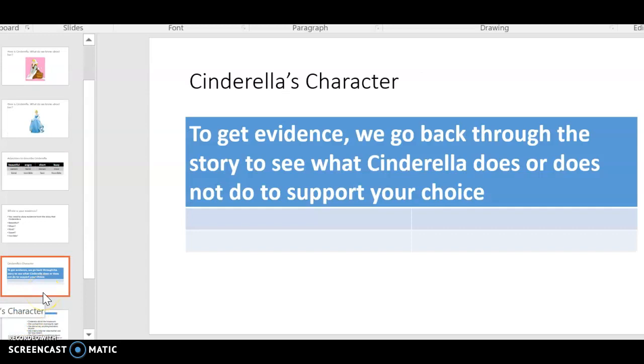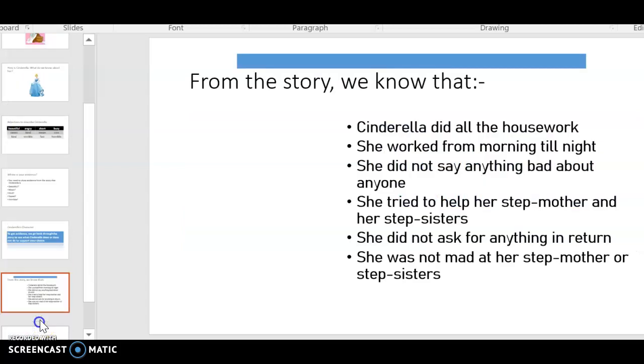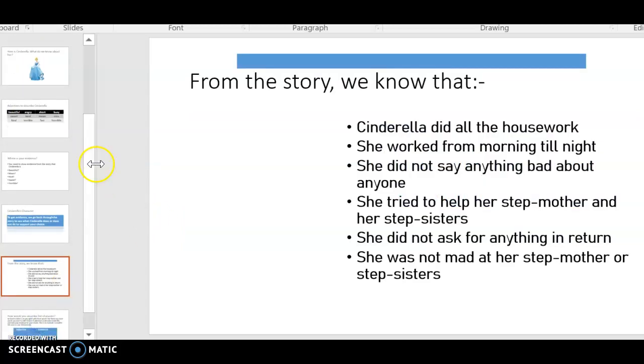Cinderella's character. To get evidence, we go back through the story to see what Cinderella does or does not do to support your choice. You all know the story of Cinderella because we watched it last week. So from the story, we know that Cinderella did all the housework.